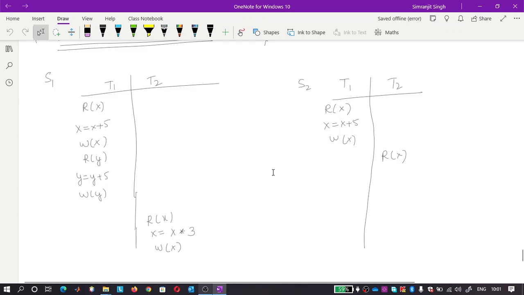Okay, hello. So I think there was some problem with the recorder. So I'll continue the same example here.